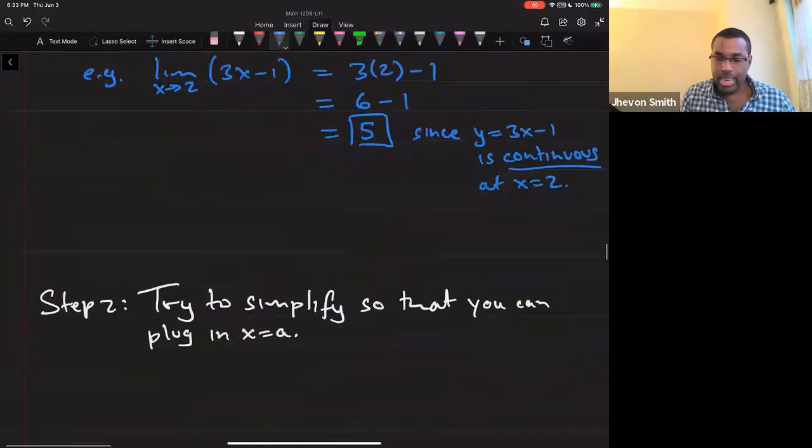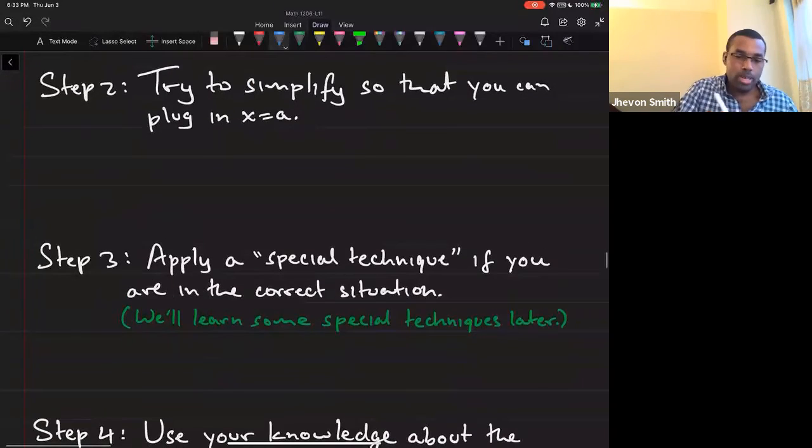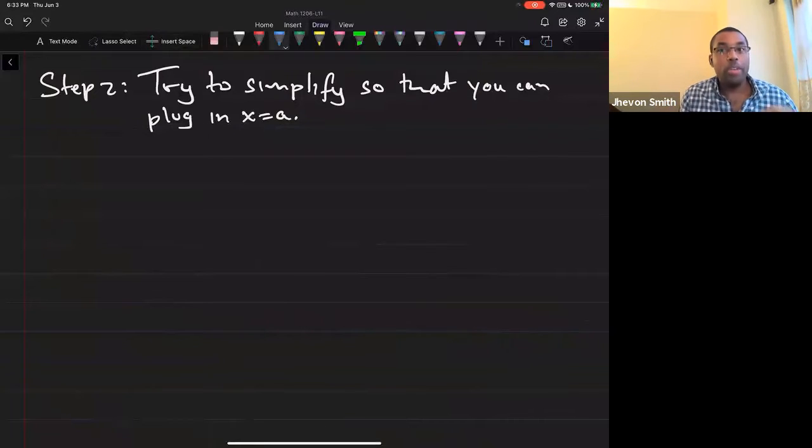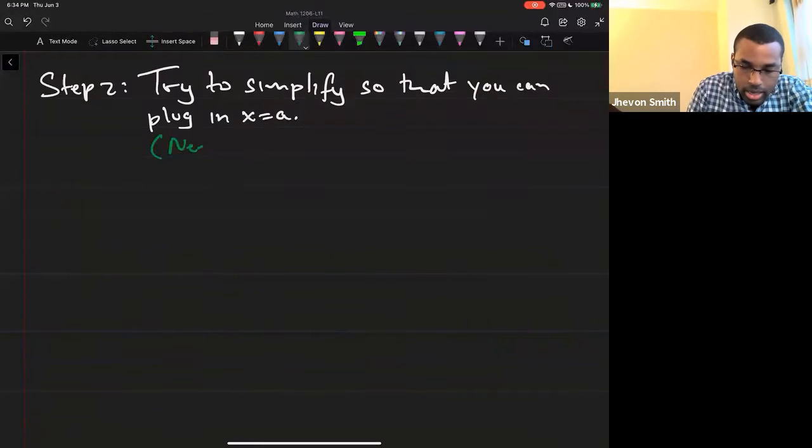All right. Second step, right? So remember, the steps go in order. So you only go to step 2 if you know that step 1 is not going to work. You don't jump to step 2, you try step 1 first. If you can plug in the number, just plug in the number. Step 2, what if you can't plug in the number? Then you're going to try to simplify so that you can plug in the number. So here's where you need your algebra skills.